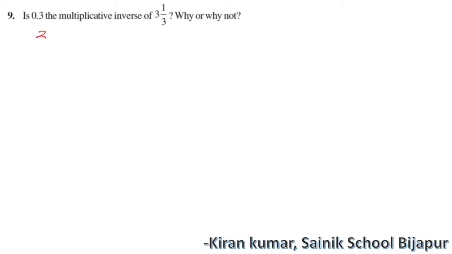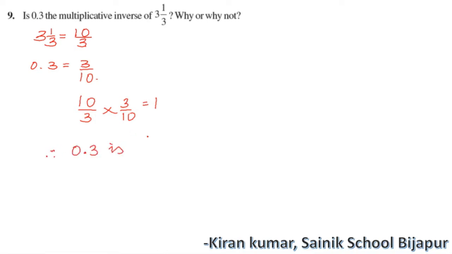Let me write this 3 1 by 3 as an improper fraction. This becomes 10 upon 3. If I express this 0.3 in p by q form, this will be 3 upon 10. On multiplying this 10 upon 3 with 3 upon 10, I get the product as 1. Therefore, 0.3 is the multiplicative inverse of 3 1 by 3.